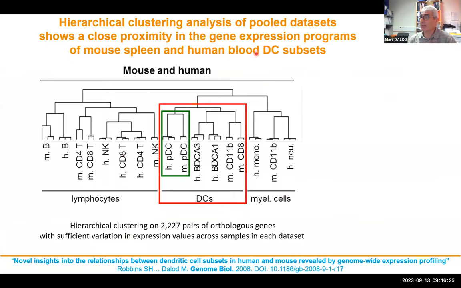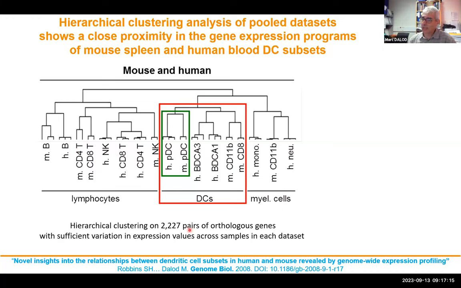So the first one goes back to the first studies we did using comparative genomics to try to align human and mouse DC types. At the time, we generated microarrays to characterize the gene expression profile of a number of mouse immune cells, including mouse plasmacytoid dendritic cells, mouse spleen CD11B DCs, mouse spleen CD8 alpha DCs, but also mouse NK cells and mouse T cells. We completed that with public microarray data, compatible microarrays from other labs. And then we collaborated with people to generate a similar compendium with human cells, including human BDCA3 blood DCs, human BDCA1 blood DCs, human plasmacytoid dendritic cells, and the other human immune cells.